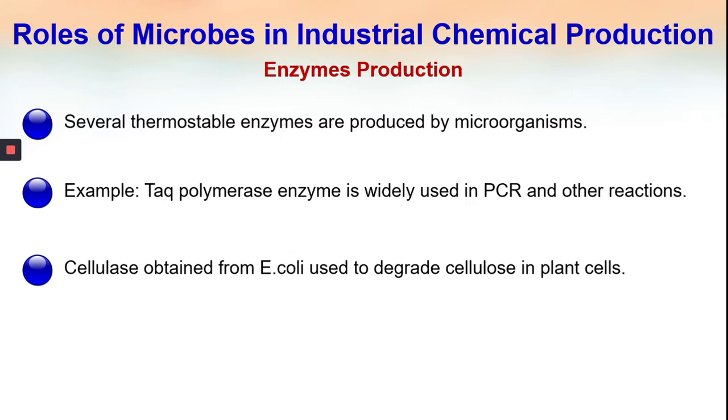Okay, the last metabolic product is enzyme production. As you still remember, an enzyme is a protein that is responsible for accelerating chemical reactions in the cell. Some enzymes, such as Taq polymerase, are widely used in polymerase chain reaction and other reactions. Cellulase obtained from E. coli is used to degrade cellulose in plant cells.